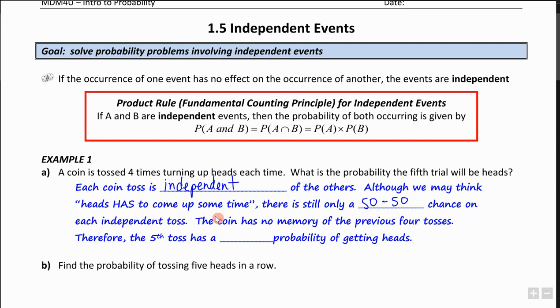So the important thing about probability is that probability has no memory. You could flip a coin and get tails 20 times in a row. It does not mean that the next time you flip the coin, you'll be guaranteed heads. There is no memory. You have a 50-50 chance no matter what coin flip you're doing to get a heads or a tails. Each coin flip is independent of each other. So therefore, the fifth toss has a 50% probability of getting heads.